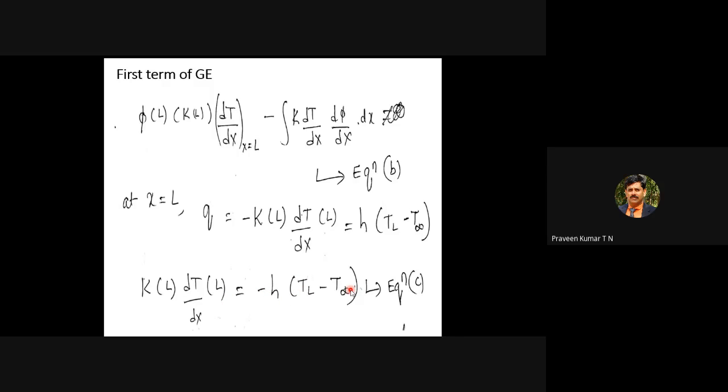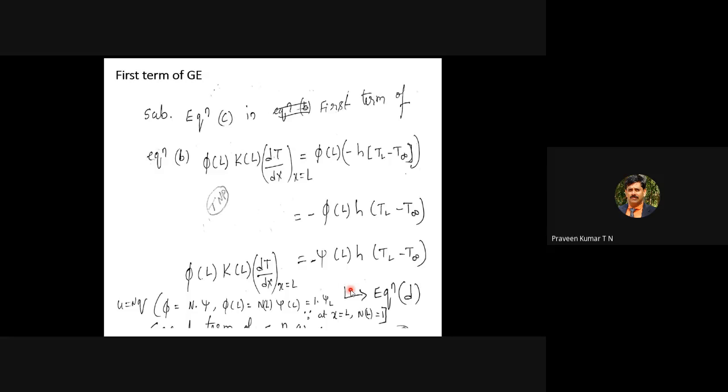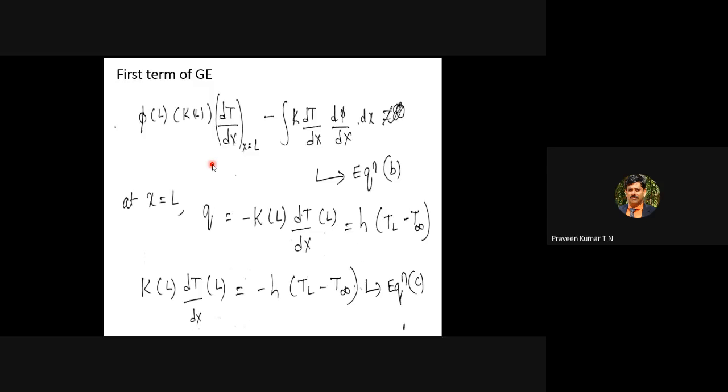You have applied one boundary condition. We end with equation C. So again, equations, now you are adding equation C. In equation C, in the first term of equation B, we have this term. This term is replaced by, on the left-hand side, phi of L, k of L, dt by dx. This complete term is replaced by h into TL minus T infinity.